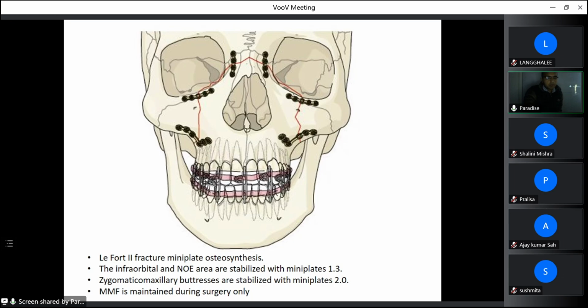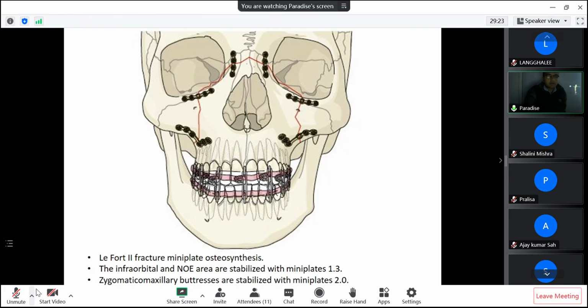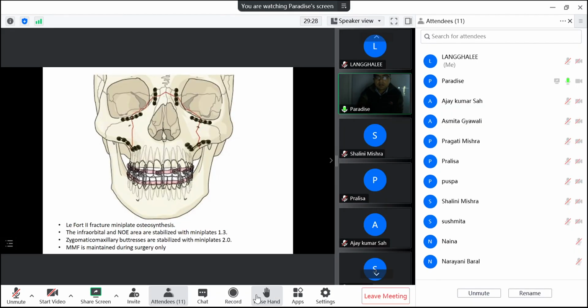Intraoperatively, you have to put the teeth in mandibular maxillary fixation. Once the mandibular maxillary fixation is done, then you can put a plate and screw. After fixation of the fracture fragments, then again you can release the mandibular maxillary fixation. The IMF or MMF is done only intraoperatively. It's neither present preoperatively nor postoperatively, but you have to maintain the occlusion during the surgery.